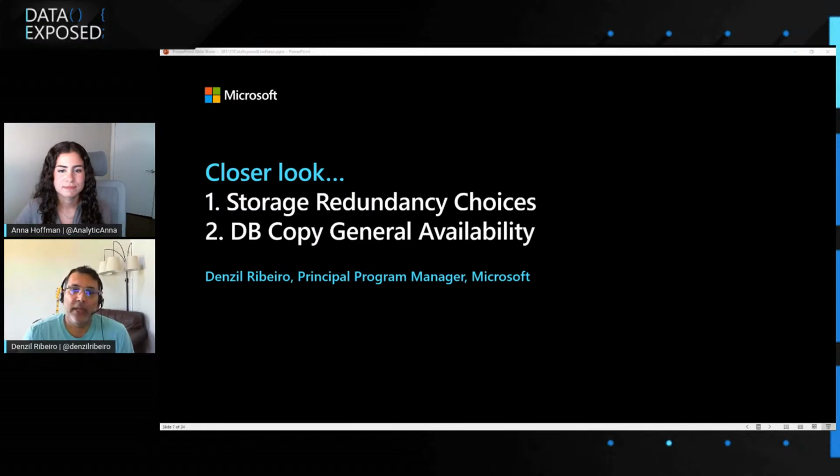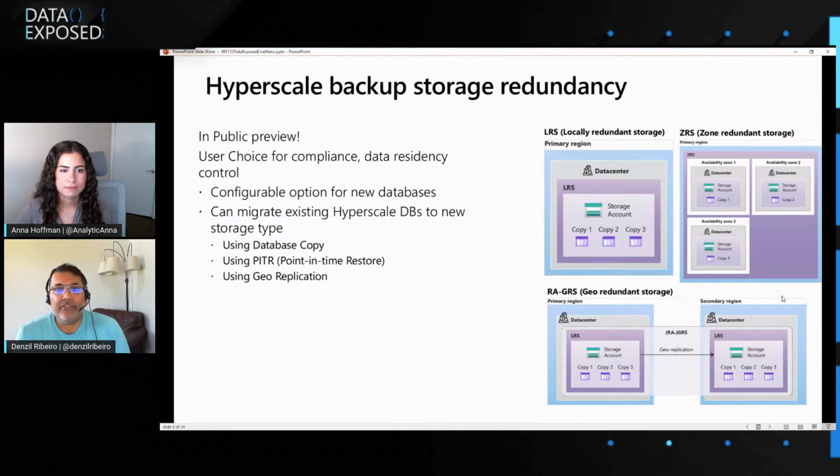Sure. So the first one we have is storage redundancy choices, or backup storage redundancy choices in particular, and that is in public preview right now. So this gives the user choice for compliance reasons, for data residency requirements, and you can have a choice between three storage choices. The default is RAGRS, which is geo-redundant storage, which means that your backups are paired with the paired region. So they're replicated to the paired region that Azure chooses, and you have functionality such as geo restore.